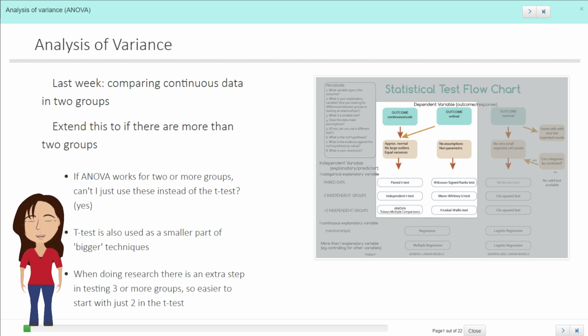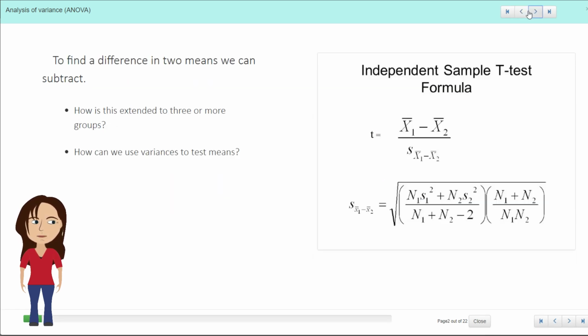And yes, you could. The t-test is a very common test. It's a handy one to learn first up, and it also forms a part of some of the bigger techniques, so it's a nice one to start with. If we quickly look at the t-test, I didn't show you the formula last week, although you would have seen it in your previous studies. It is literally comparing the means. You subtract one mean from the other, and then you do some stuff with your standard deviations.